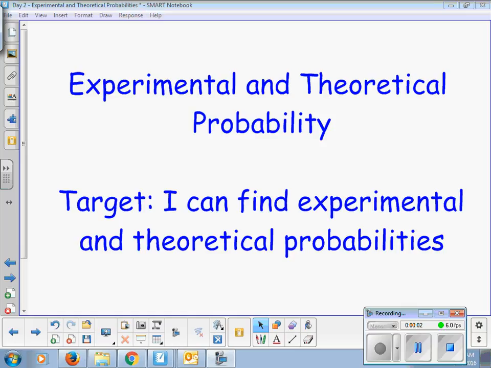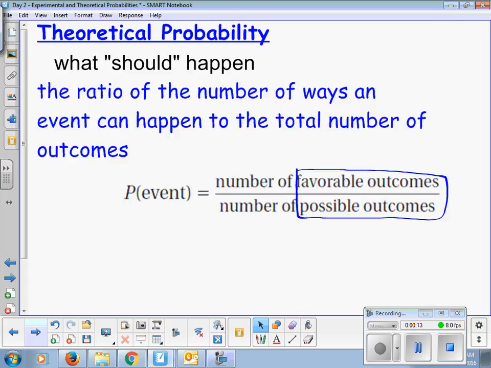Okay, today's lesson is on experimental and theoretical probability. Our target is I can find experimental and theoretical probabilities and also make predictions. So our first vocabulary word, with today's notes we're going to be skipping around on your guided notes. This one is in the top left-hand corner of your notes, and your theoretical probability is what should happen. It's the ratio of the number of ways an event can happen to the total number of outcomes.